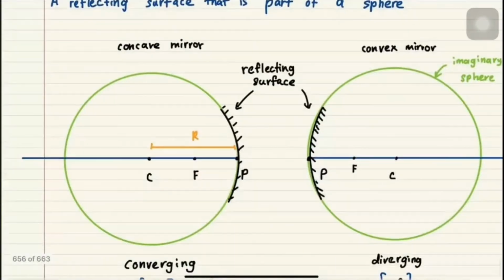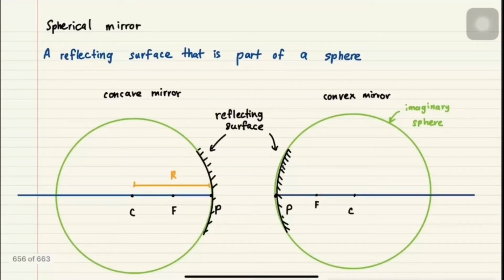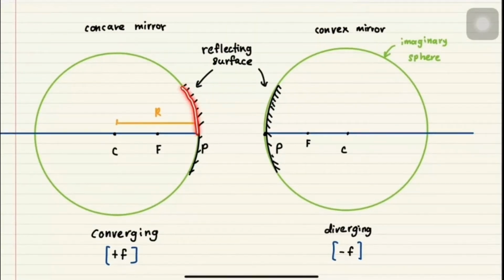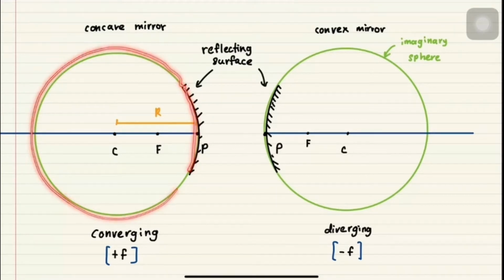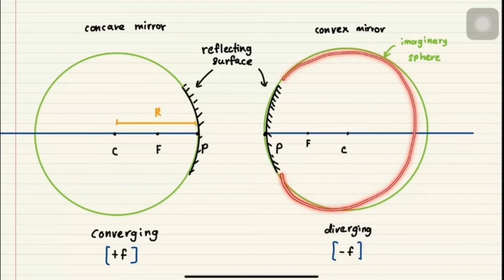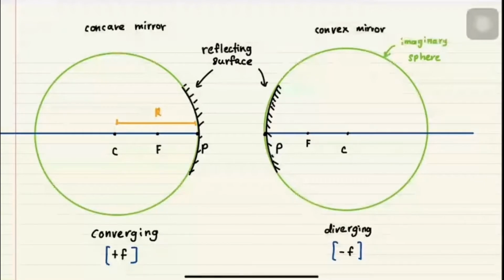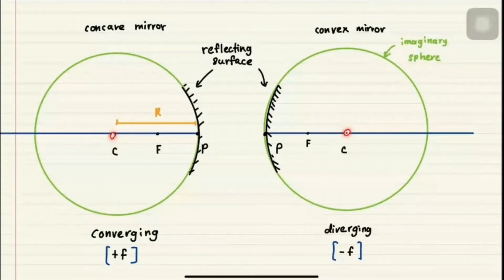Something that is closer to your syllabus is this one, spherical mirror. Why is it called a spherical mirror? It's a reflecting surface that is part of a sphere. So this is an example of a reflecting surface, which is what we call the mirror. It is actually part of a bigger sphere or a bigger circle. You can see here, in a 2D circle, this is the small part and this is the bigger part. This is what we call the imaginary sphere or imaginary circle. As you can expect, you will have a center of the sphere or center of the circle over there. We call that the center of curvature.